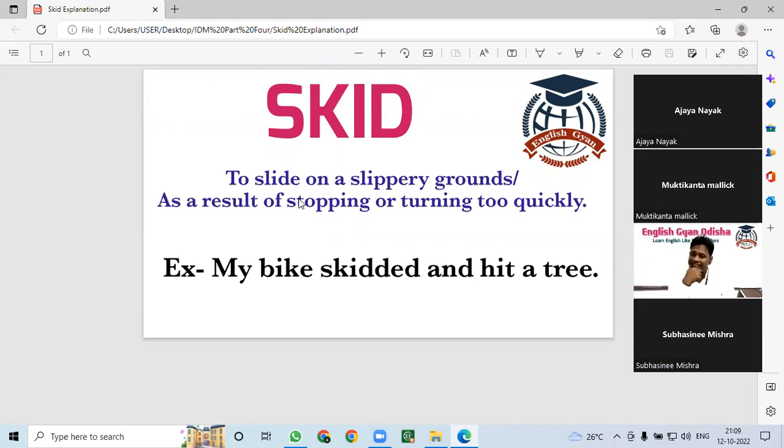There's no explanation like that, sir. You can use it for heavy vehicles. I already informed you, sir. You can use it for any kind of vehicles. It's not limited to heavy vehicles. Got it, sir? Any doubt?